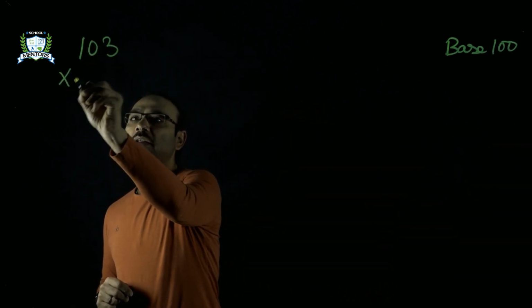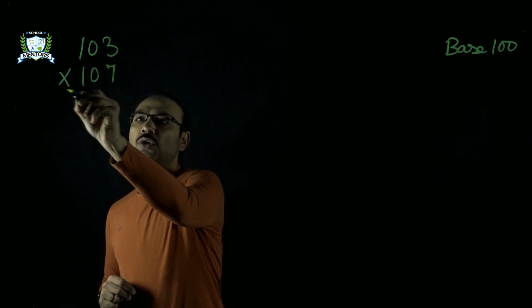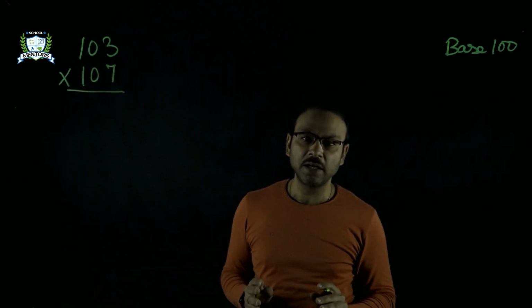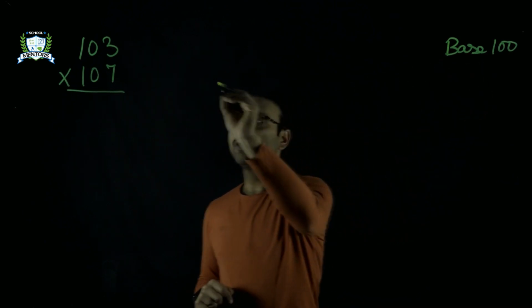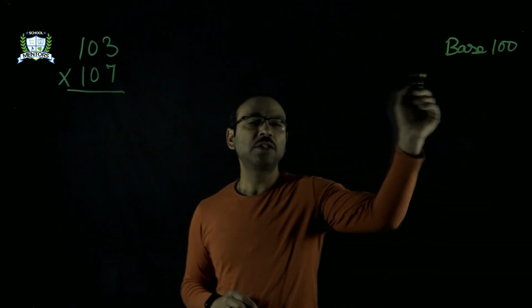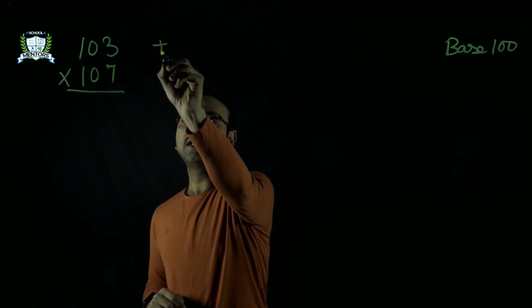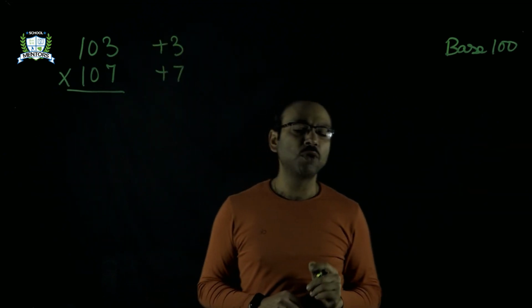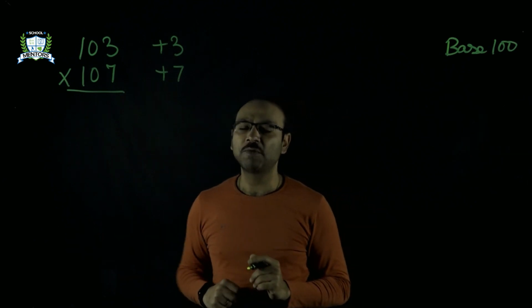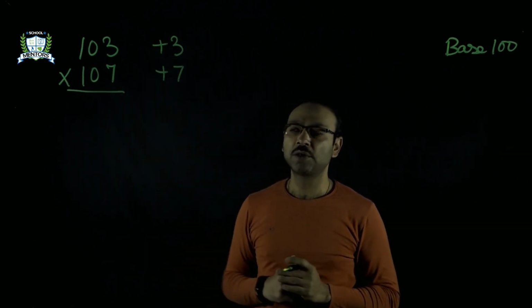So let's take up an example. Say we are taking 103 multiplied by, let's say, 107. So the concept will be the same as last time, there is not much difference. Here we have taken base 100, so 103 is 3 more than 100. So we just write here plus 3. Similarly 107 is 7 more than 100. So we write plus 7 in front of 107.